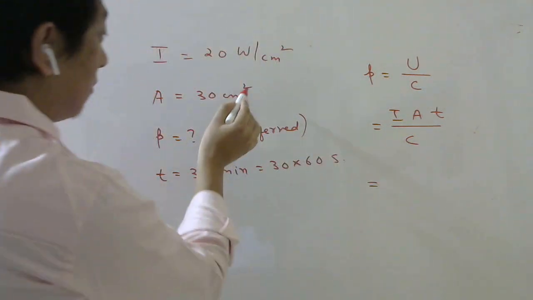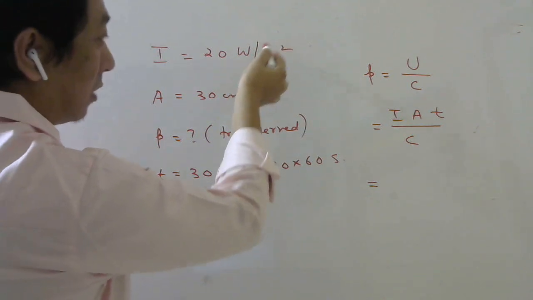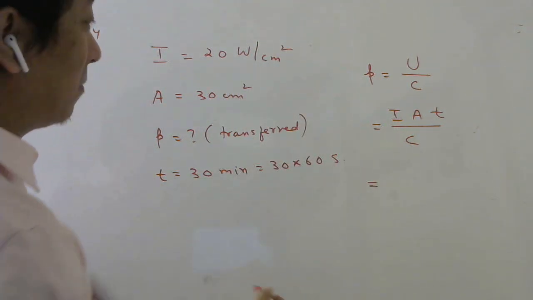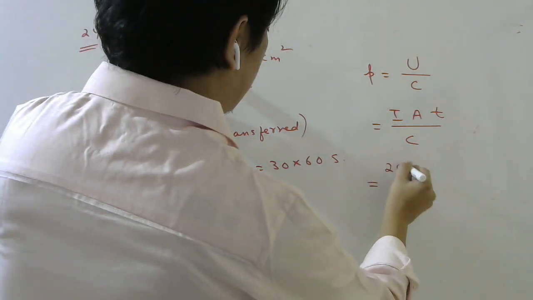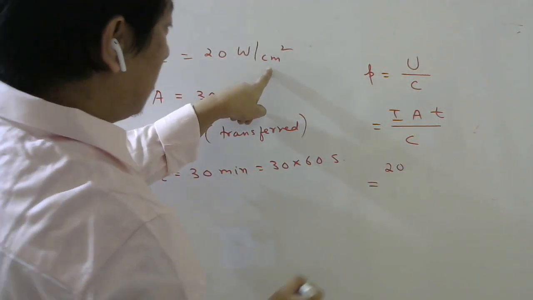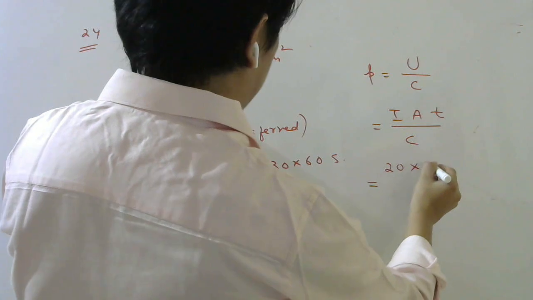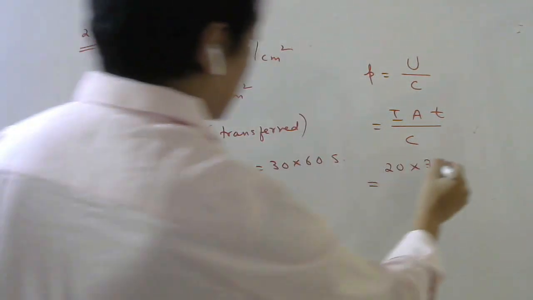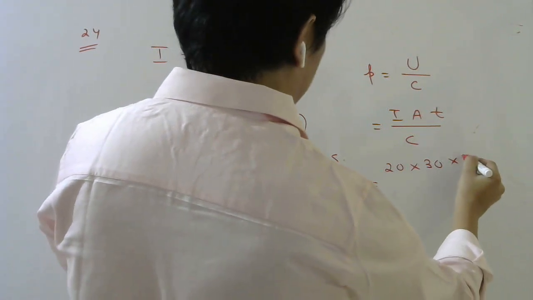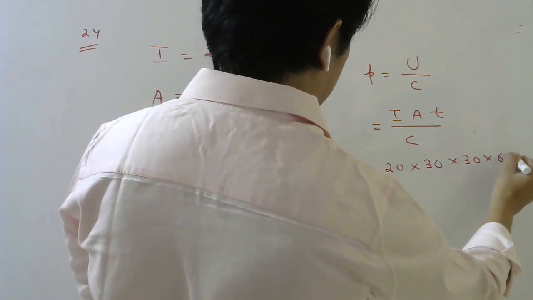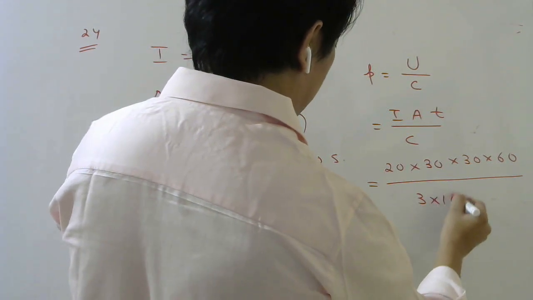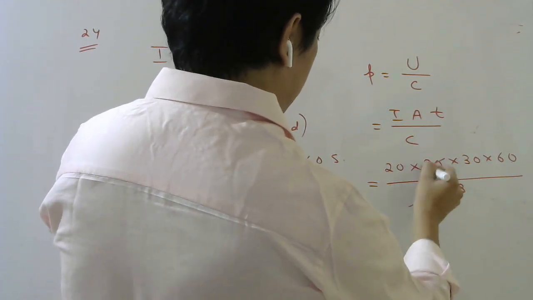So let me not convert this into meter square. Then I have to convert this also into meter square. Correct, students? So that will take more time. So intensity is 20 watt per centimeter square into area is 30. Centimeter square cancels. Time is 30 minutes. So 30 into 60 divided by C is 3 into 10 power 8. So this you can cancel.